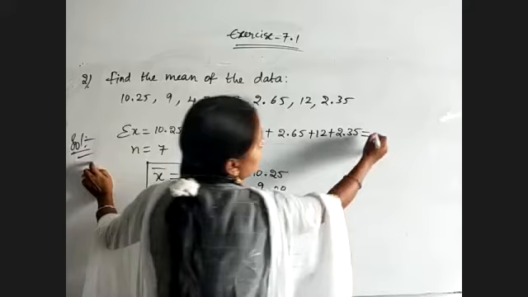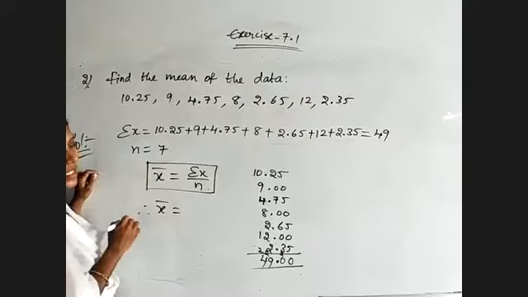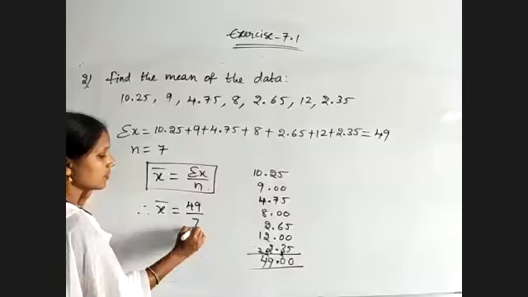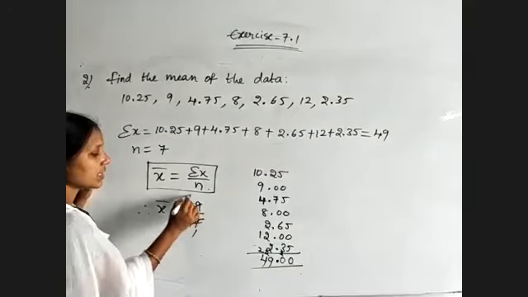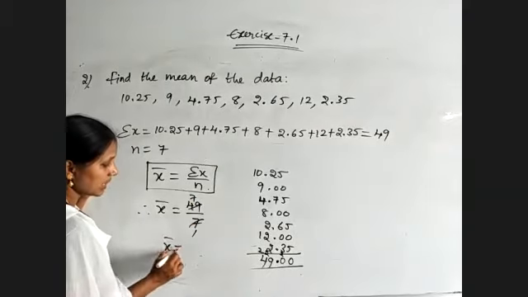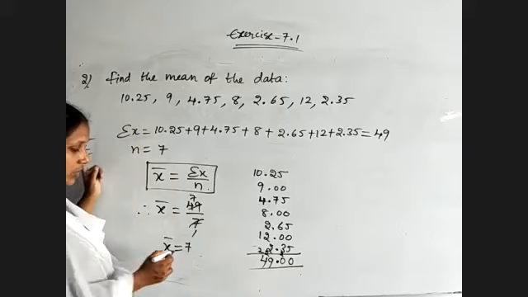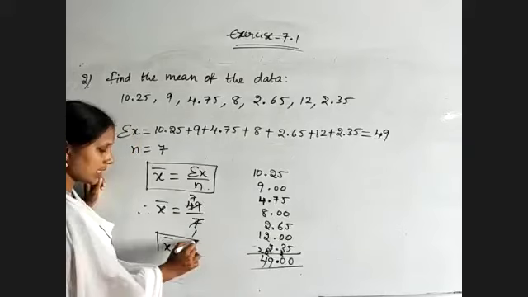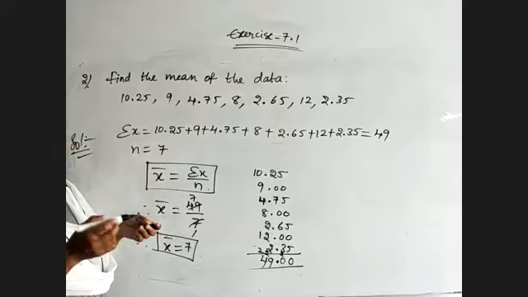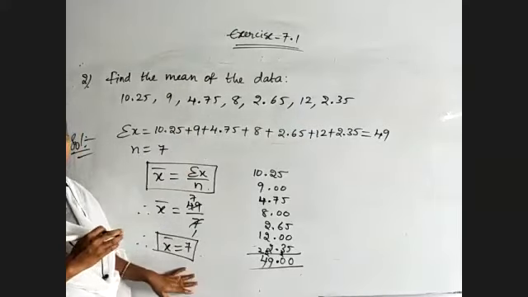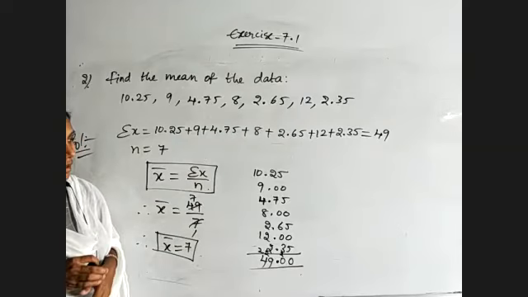49 only. Therefore, x bar, the mean of the observations, is equal to the sum of the observations, 49, by the number of observations, which was 7. 7 sevens are 49, so it is equal to 7. And here only numbers are given, so 7, that's it. If they are given years, ages or whatever, in that case, whatever units they mention, we need to write those units for the average also. Okay.